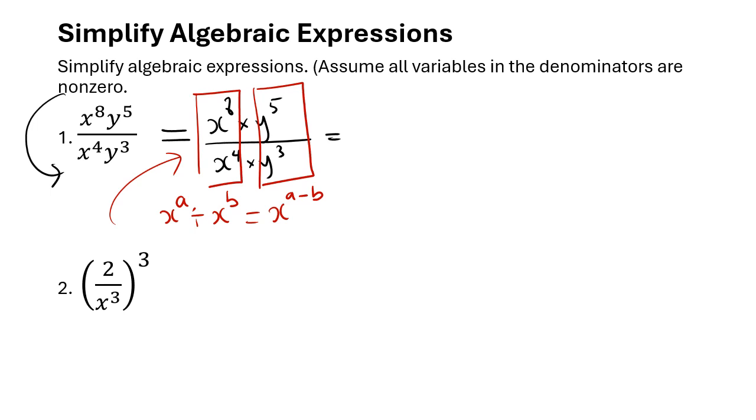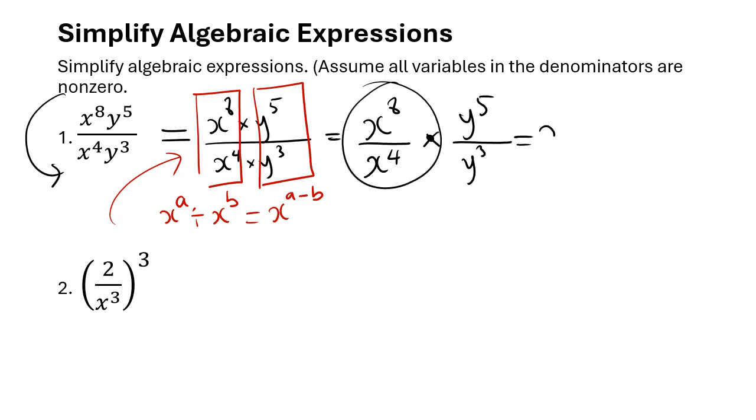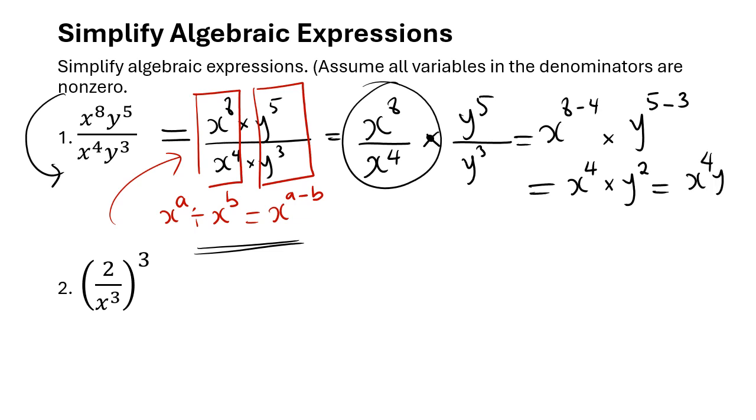So we can now do x to the 8th divided by x to the 4th, then multiply that by y to the 5th divided by y to the third power. Now we simplify each part. So x to the 8 minus 4, applying this rule, and then times y to the 5 minus 3. That simplifies to x to the fourth power times y to the second power. Again, this is x to the fourth, y to the second.